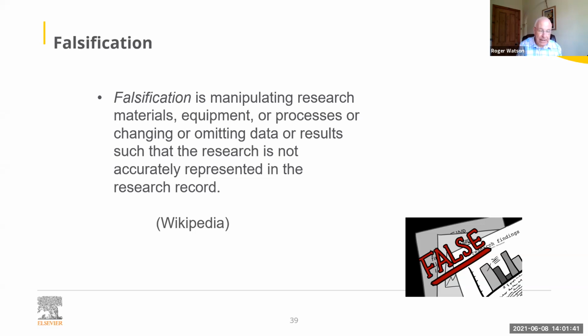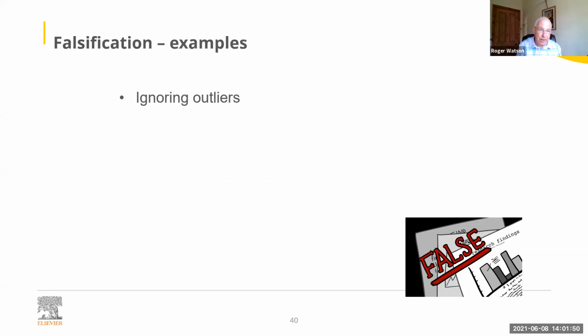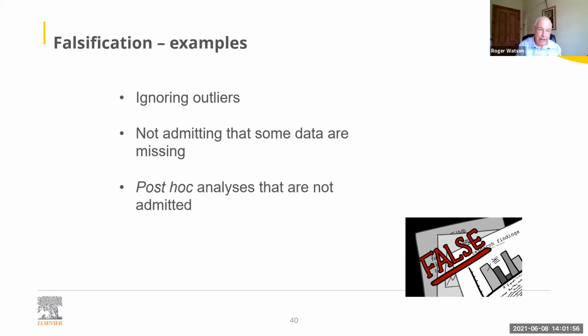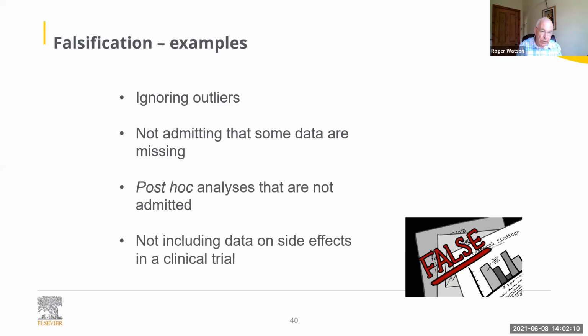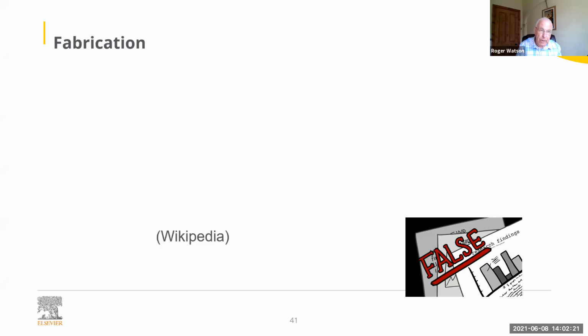Or you can split databases up or not report that there were people missing from the data, exaggerate your return rate, for example. So there's ignoring outliers, not admitting that some data are missing, post hoc analysis that are not admitted. That's what clinical trial registration is about. You've got to specify your secondary outcomes. So all of these things are falsification, and also not including data on side effects in a clinical trial. That's a very important and very serious falsification of data.